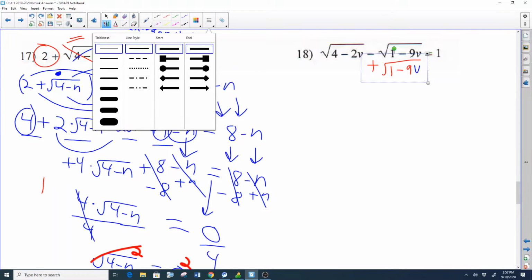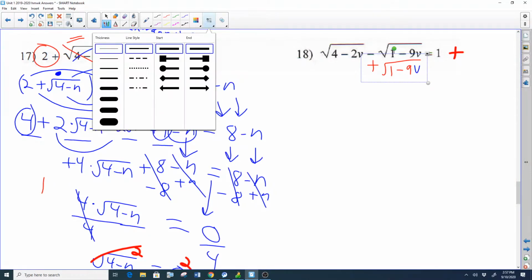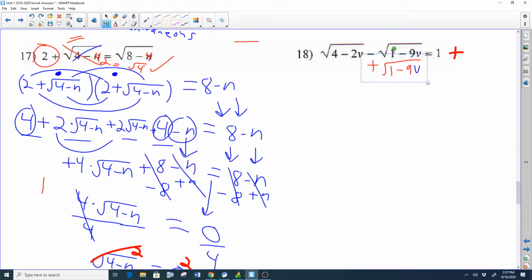Okay, so we're going to go ahead and add it to both sides. So this becomes a 1 plus 1 minus 9v. So that goes away to the other side. So we're left with the square root of 4 minus 2v is equal to 1 plus radical 1 minus 9v.